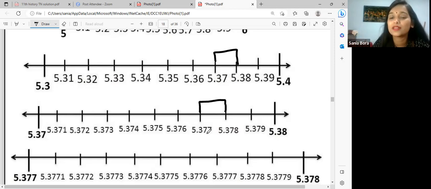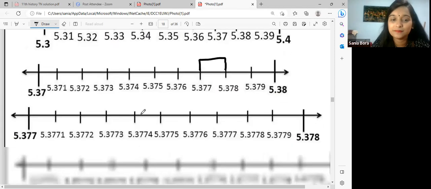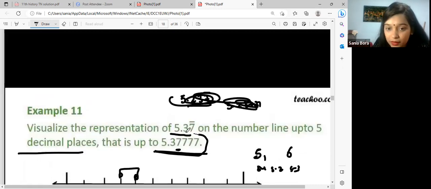So it will be 5.3771, 5.3772 like this, right? To get this number, you will keep on expanding until you get your answer. Clear? Okay. So I think you can do it.